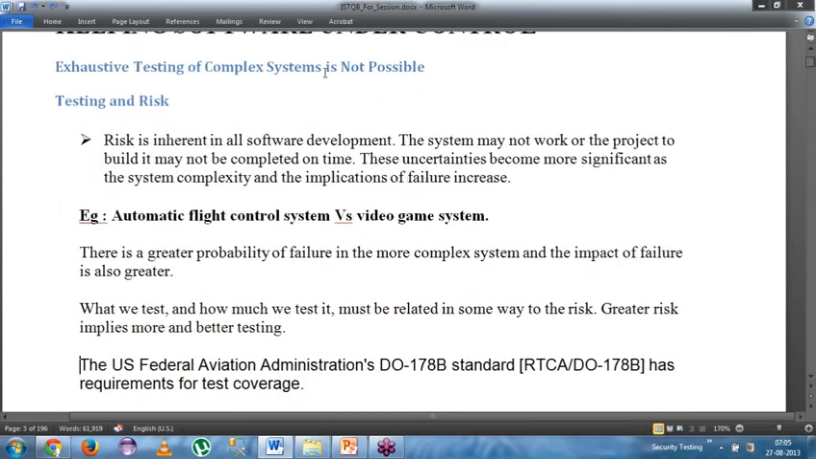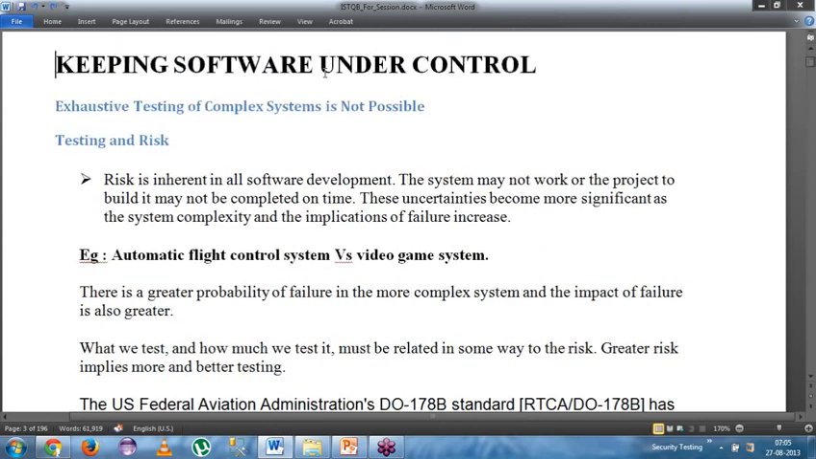The next topic as per our syllabus is keeping software under control. Here we will talk about testing and risk. What is a risk and what is the strategy that we need to adopt during our testing? The risk we have already explained. It's nothing but a negative implication, I would call it the uncertainty, which might affect you during your software lifecycle or test lifecycle.